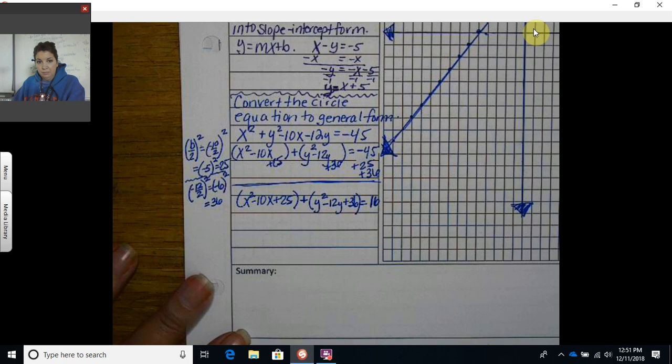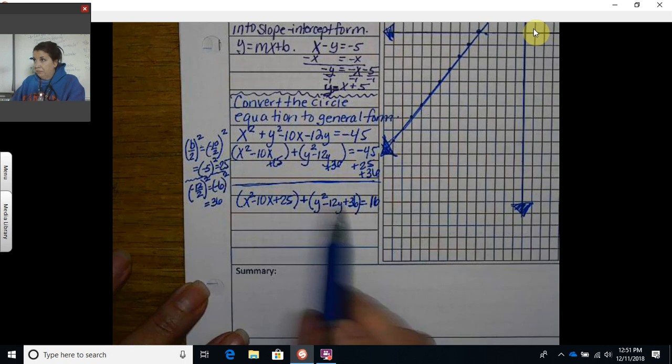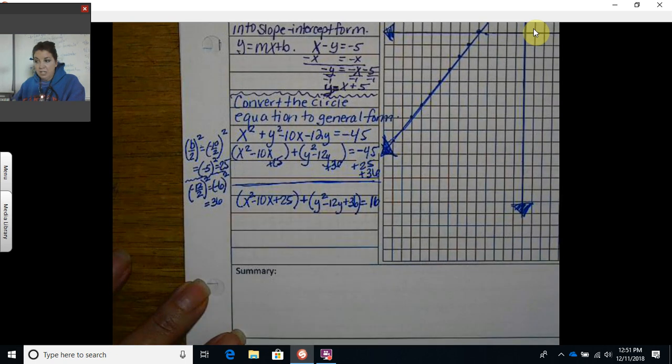So I created two different perfect square trinomials. I'm not solving for anything. I'm just converting it to general form. Why do you think I wanted to create those perfect square trinomials?